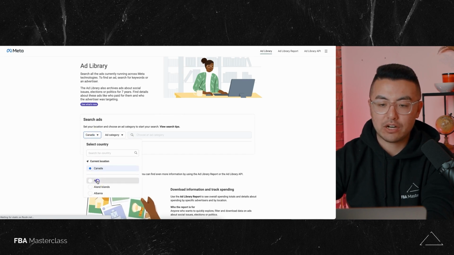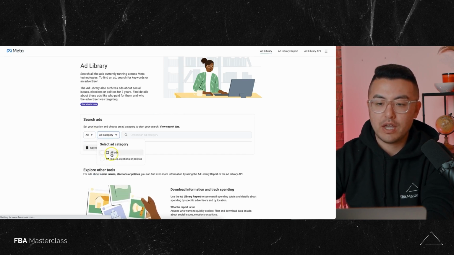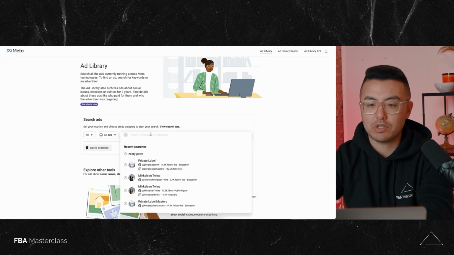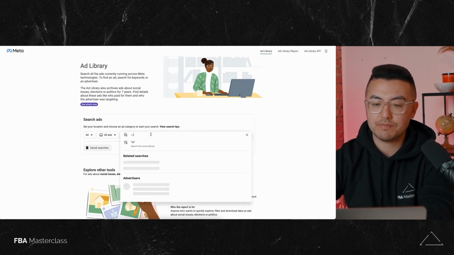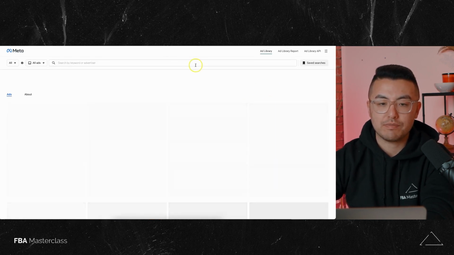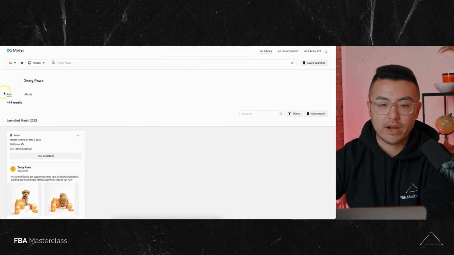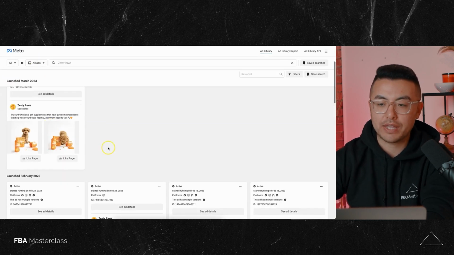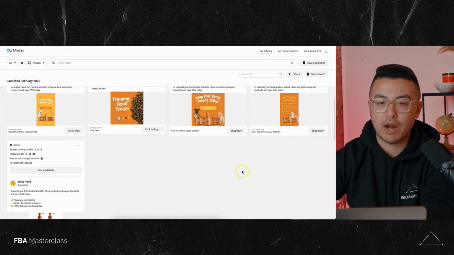And then for the ad category, you also want to click All. And over here is where you can type in the brand name. In this case, that's the Paws. I found their page right here and clicked on it. You can also see that they're running about 14 different ads. So they're running ads on Facebook. These are all the advertising they're doing on Facebook, right?